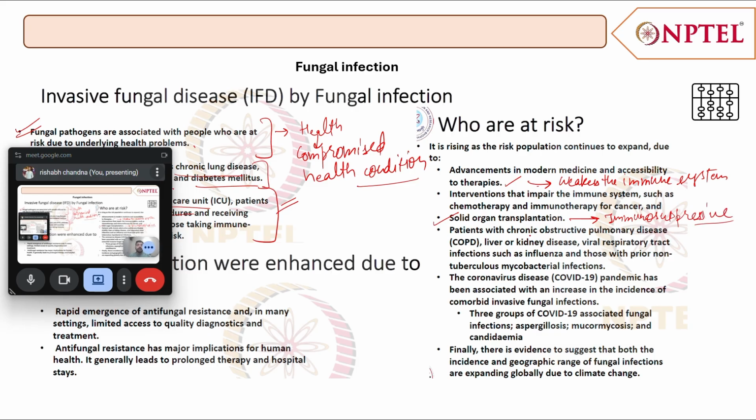Patients with chronic obstructive pulmonary disease, liver or kidney disease, viral respiratory tract infections such as influenza, and those with prior non-tuberculous mycobacterial infections. So these are the major populations that are highly affected. The coronavirus disease pandemic has also been associated with an increase in the incidence of comorbid invasive fungal infections. Three groups of COVID-19 associated fungal infection were seen: aspergillosis, mucormycosis, and candidiasis.